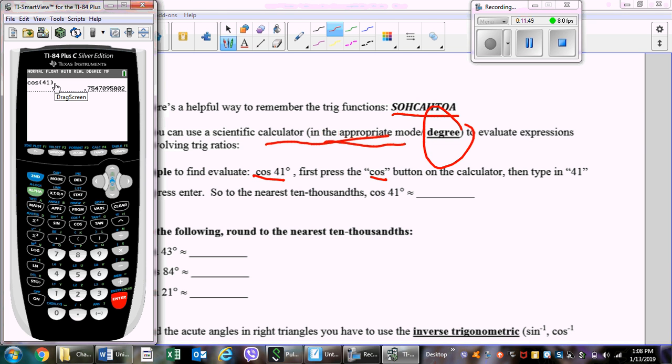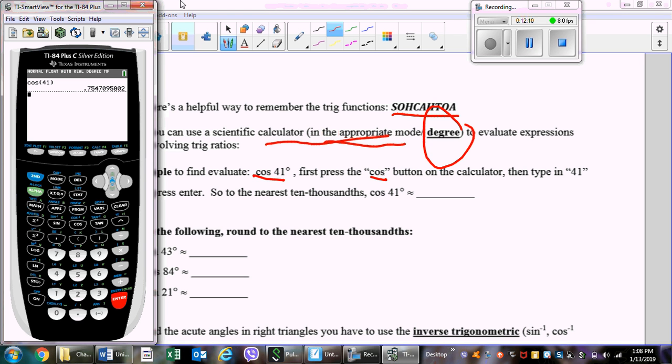If you're using a phone, you usually put the number in, and then you press sine, cosine, or tangent to get the answer. But each phone is different. Android does it differently than iPhone. I wouldn't recommend it, but if you want me to show you which way your phone works, we will talk about it in class.